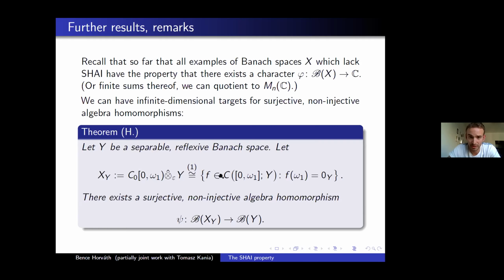You can also think about this as the Banach space of continuous functions on the ordinary interval to Y, which vanish at omega 1. So then you can construct a surjective non-injective algebra homomorphism from V of XY into V of Y, actually.